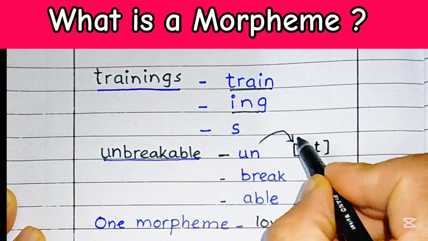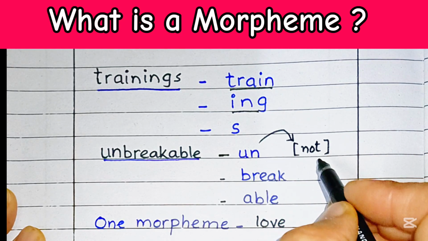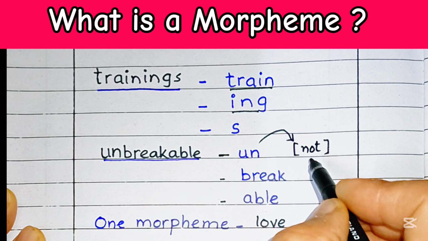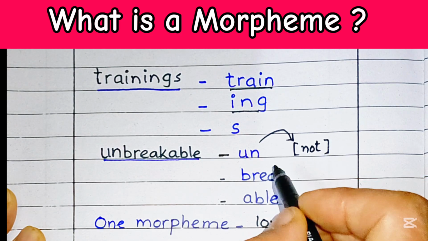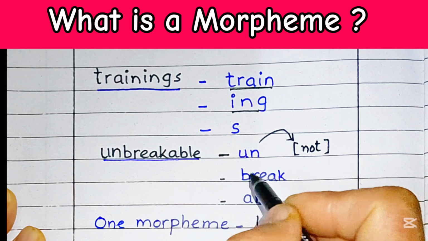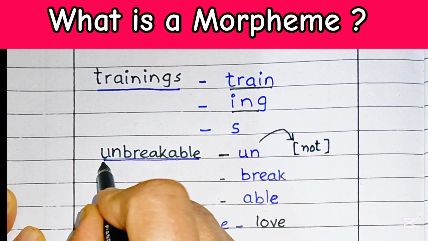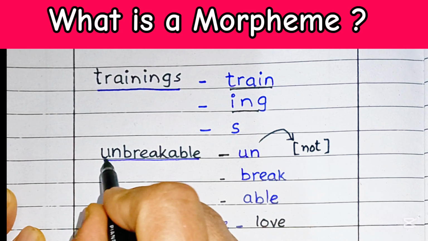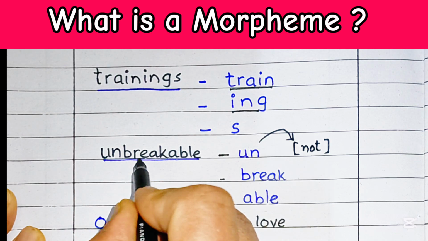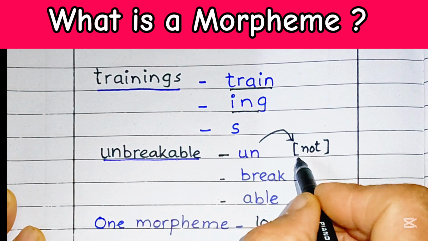It means something like not, and hence changes the meaning of the word it attaches to in a predictable way. For example, the word is breakable, and once we add un in the beginning, it will change the meaning of this word breakable to unbreakable, meaning not breakable.